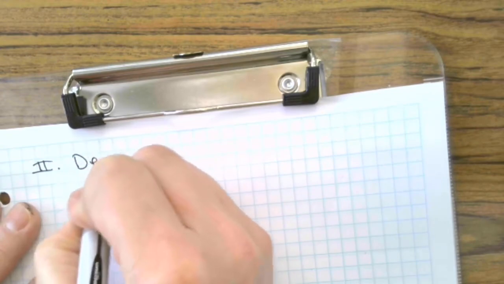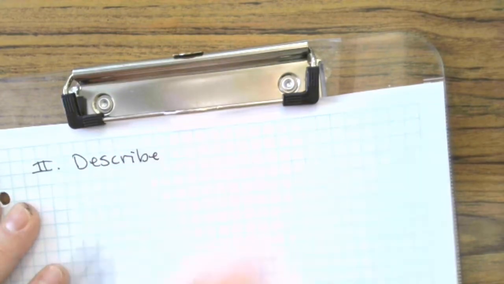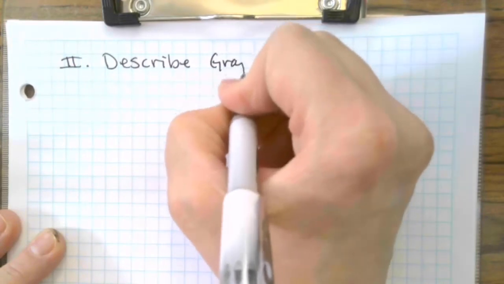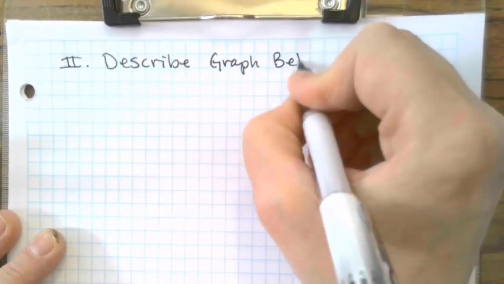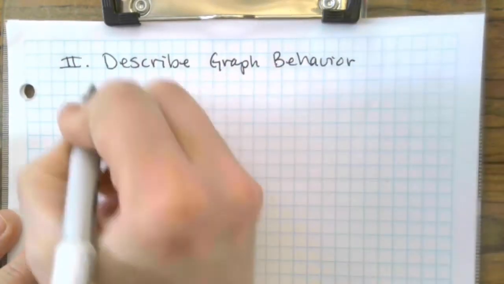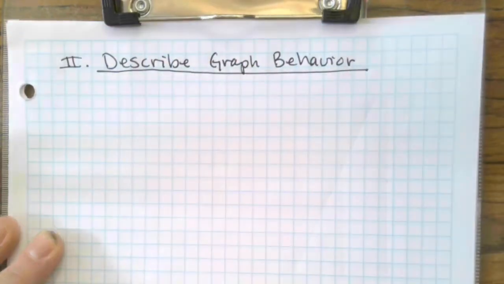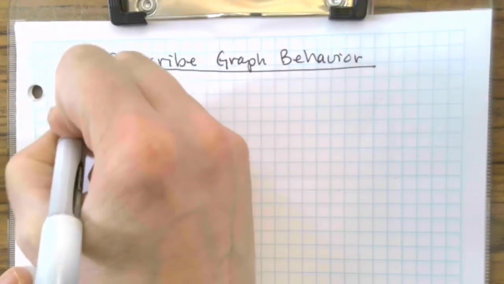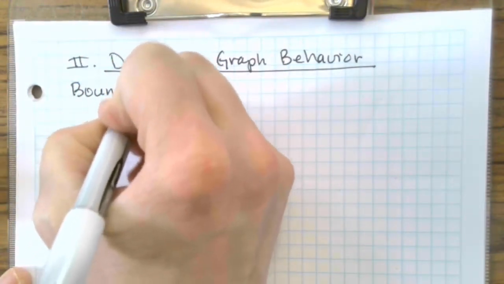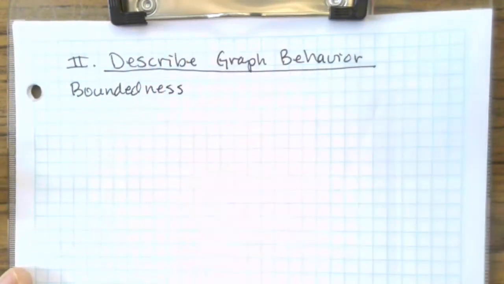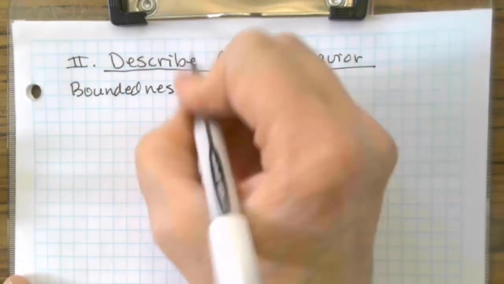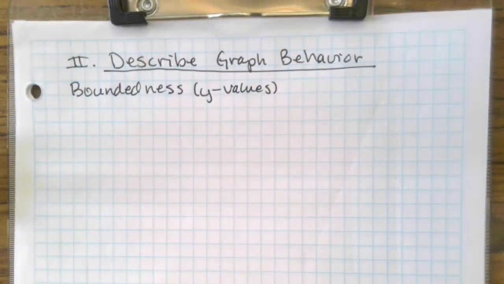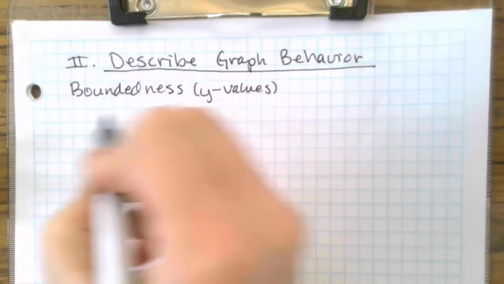We're going to describe graph behavior, and we're going to expand this from domain and range to include other things. So first thing you need to know is about what we call boundedness. Boundedness refers to the y values and what they are doing.